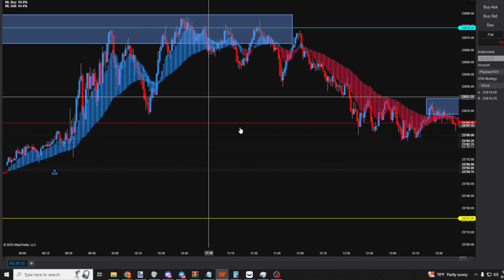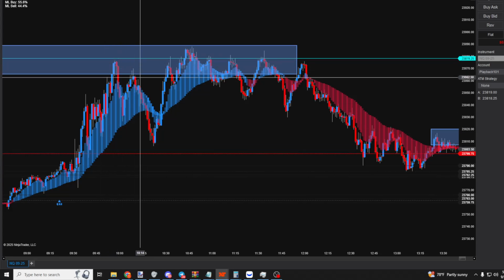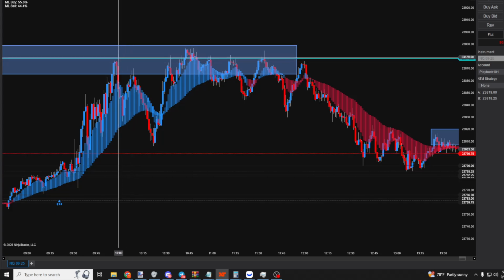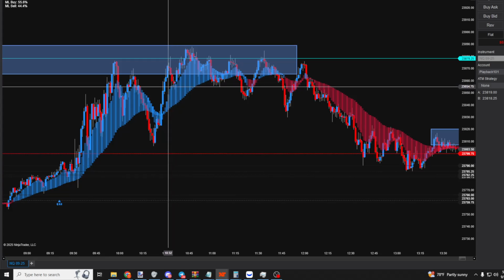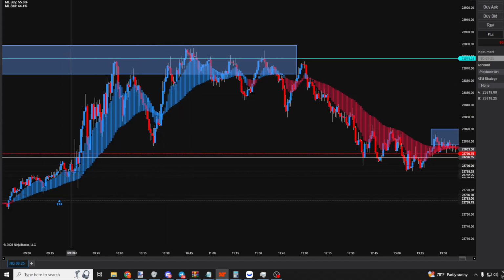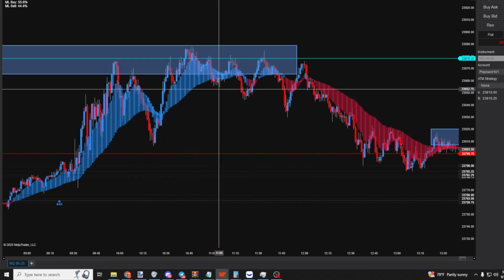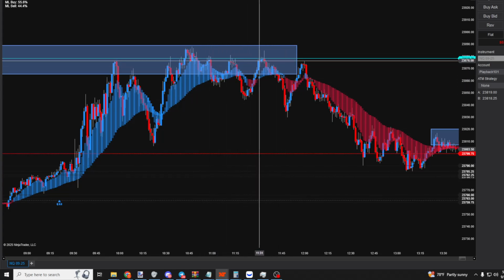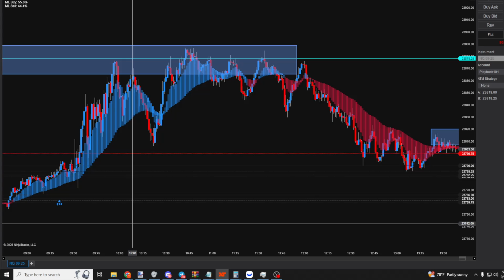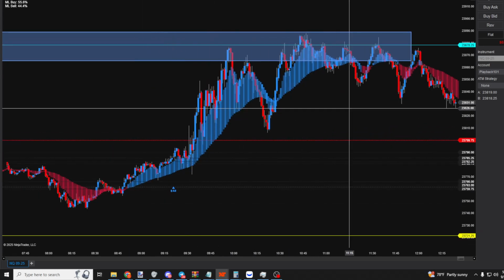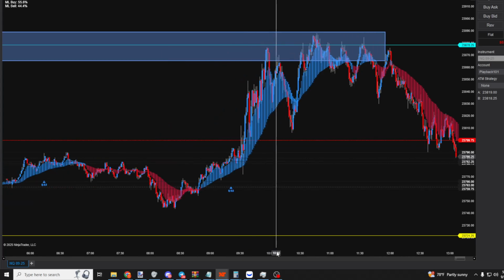Same thing with up here. Look what happens once again. Behavior, rejection, reaction. Behavior, rejection, reaction. This one is a little bit smaller though, still a scalp. Behavior, rejection, reaction. Rejection, reaction. If you can identify this trend, it's very easy to take trades, especially if you're scalping late at night sessions. This is the kind of thing that you'd be doing.